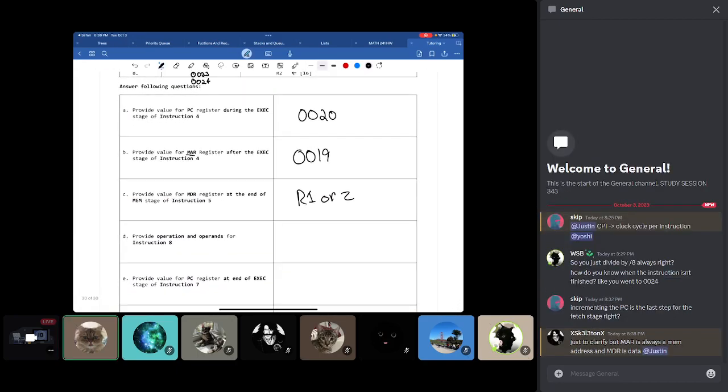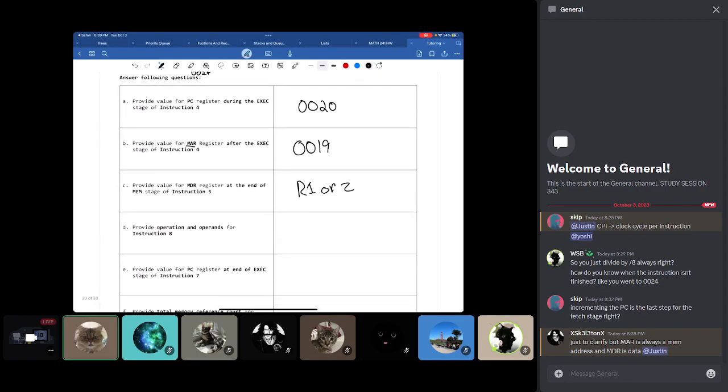Just to clarify, MAR is always a mem address and MDR is data. Yeah, MAR stands for memory address register and MDR stands for memory data register. So MDR only deals with data and MAR only deals with addresses. That could be the address of an instruction, the address of data, stuff like that. In fetch, MAR is always going to store the address of an instruction, and then in exec or mem, MAR is going to store the address of what we need to either store into or what we need to load from.